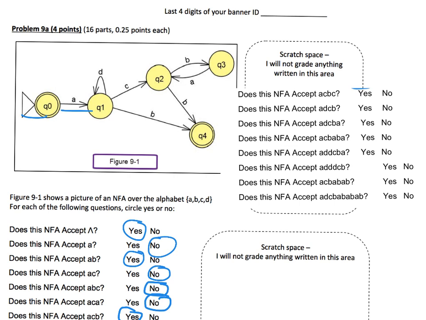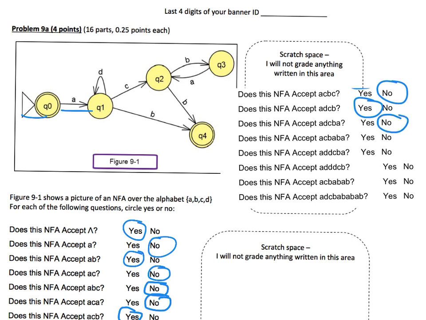Okay, does it accept ACBC? ACBC, AC, and is there a BC after that? No. ADCB, so we got ADCB, you bet. And then we have ADCBA, ADC. We could take a B down here or a BA, but either way we do that doesn't look promising.